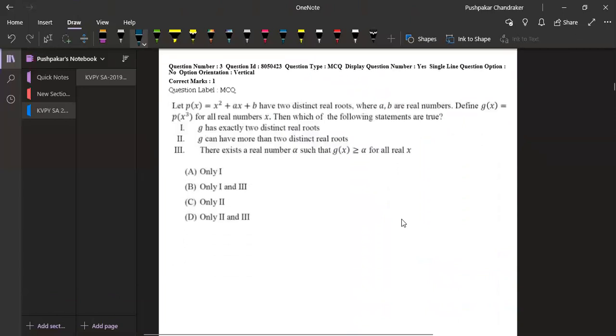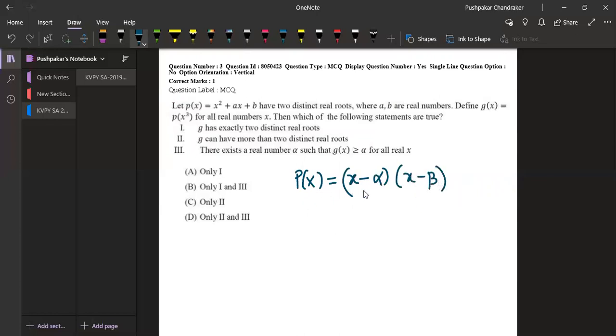Next question. They are given a quadratic equation and they are told it has two distinct roots. Then they define one more function and ask something about it. Now if p of x has two distinct roots, then p of x can be written something like this: x minus alpha into x minus beta.